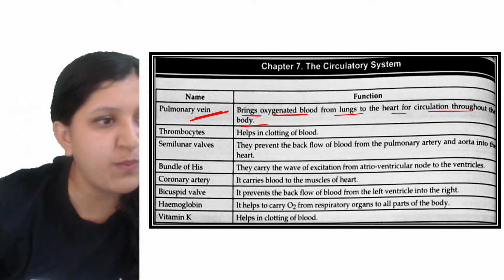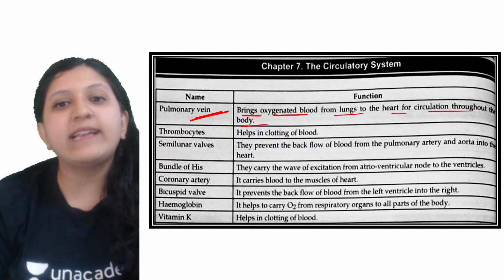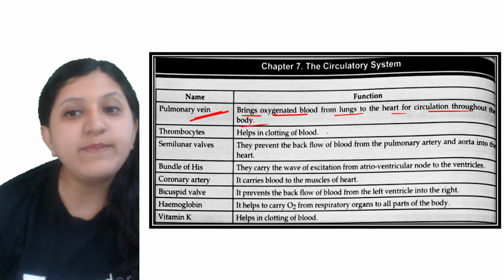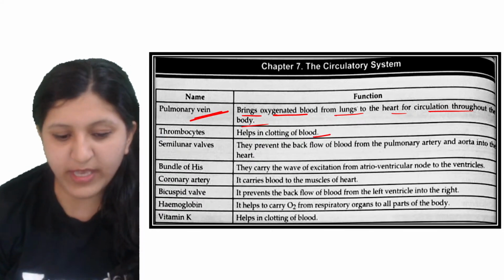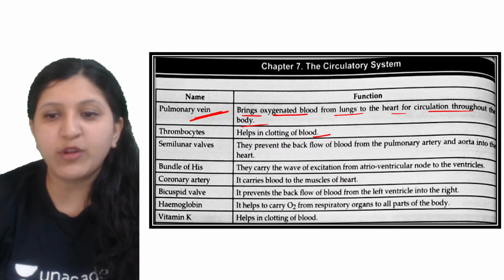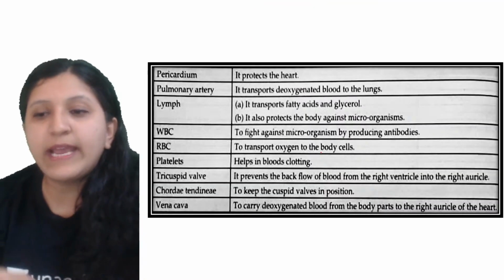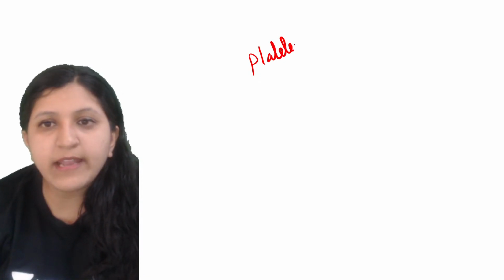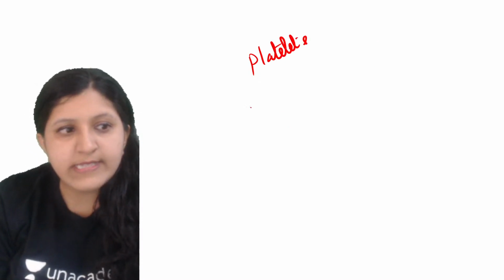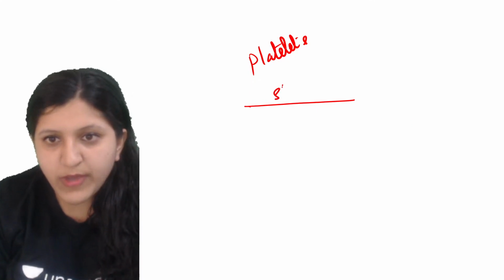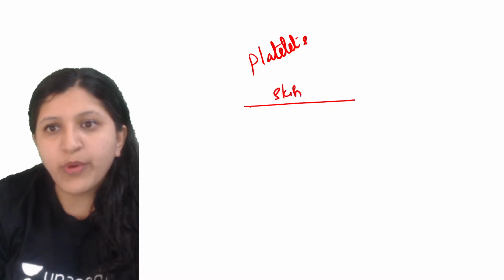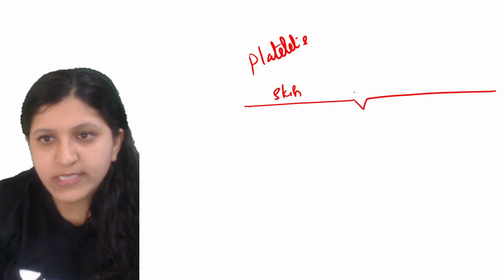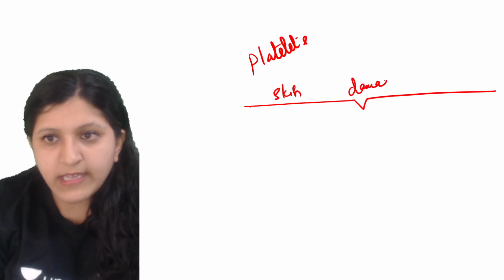Then there is thrombocytes. What exactly does a thrombocyte do? It helps in clotting of blood. When we talk of blood clot formation, basically thrombocytes are the ones responsible. Let's have a look at this now. This is a platelet. Let's say this is the skin, where you can find damage. So damaged skin is present.